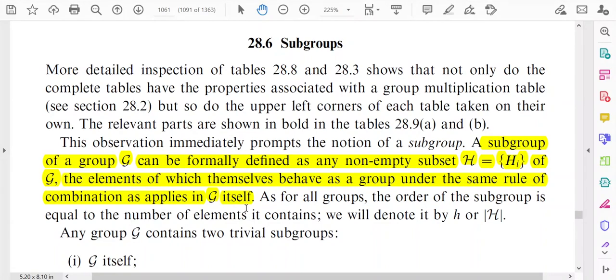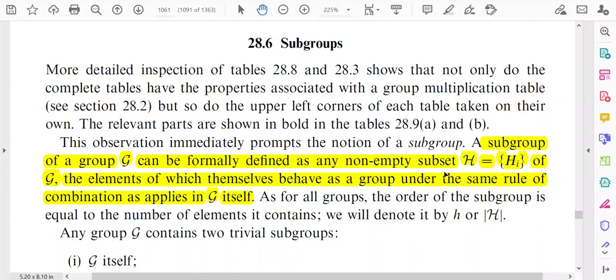So suppose G is a group, a bigger group, and for the group G we choose a subset H, containing some of the elements of G. There is a subset H containing some of the elements of G.